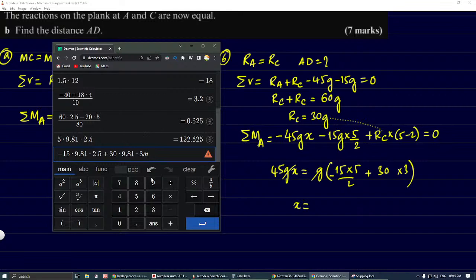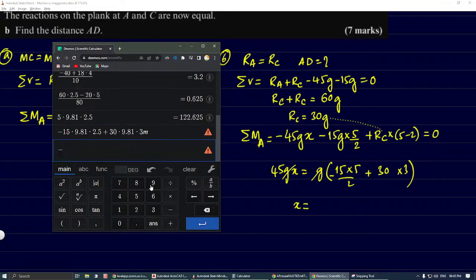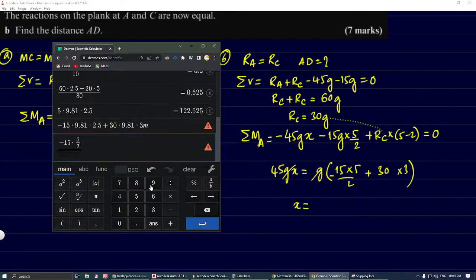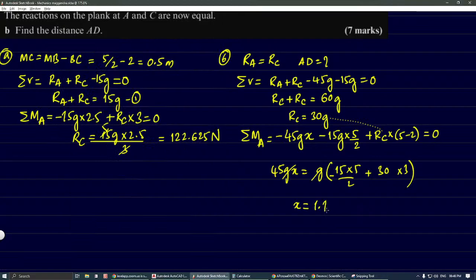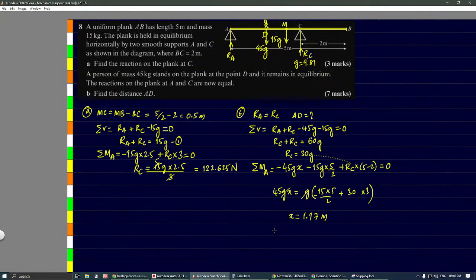Okay. So X value is minus 15 into 5 by 2 plus 30 into 3, divided by 45. That is 1.17 meters. So that is the distance of the person standing.